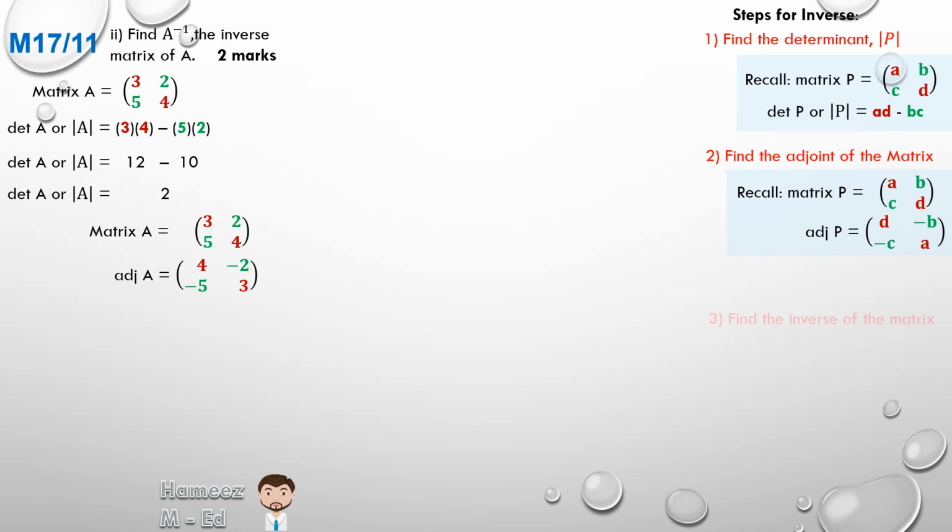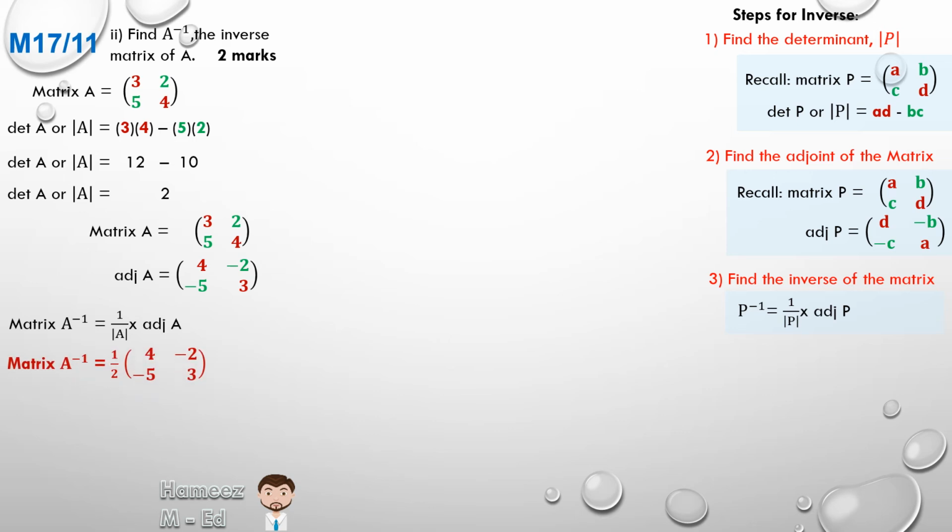And the final step, find the inverse of the matrix. So how do we do that? We take 1 over the determinant times its adjoint. So let's apply it here. Matrix A inverse will be 1 over the determinant of A, which we worked out already, times the adjoint of A, which we've worked out already above. So let's just substitute. A inverse will be equal to 1 over 2, because the determinant is 2, times the adjoint, which is 4, minus 2, minus 5, 3. And we can leave it as is because it's nice whole numbers.